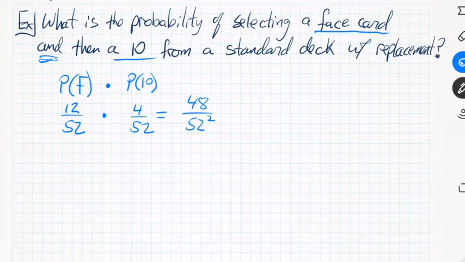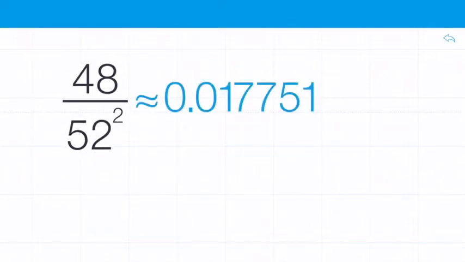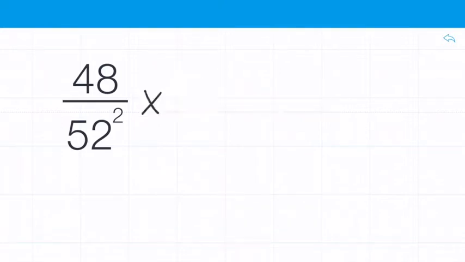Now, 52 squared is quite a large number. It's bigger than 2,500. I know that much. So it'd probably be best to change it into a decimal or a percent. And I'm not even going to figure out what 52 squared is. It's really not that important. But we get this as a decimal, and it's quite small, so I'm going to change it to a percent because most people are more comfortable that way.